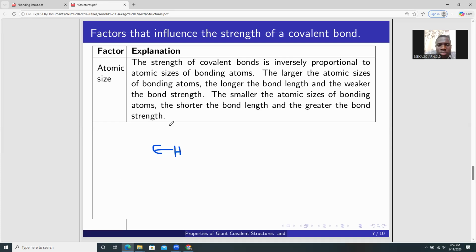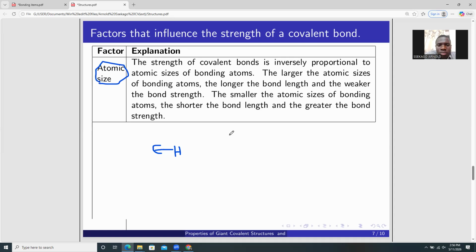Before you just jump into anything, you have to understand which type of bond you are dealing with. This is a bond between atoms. So what is the first factor? The first factor is the size of an atom.